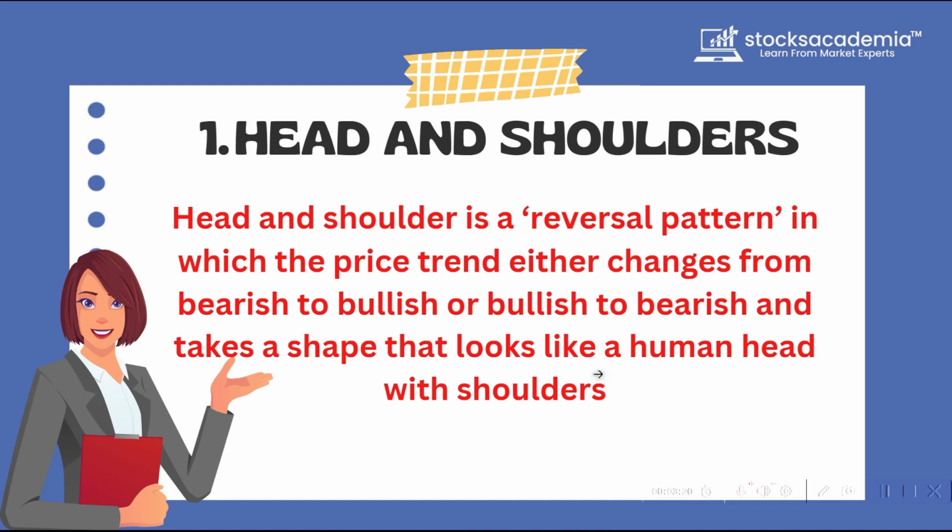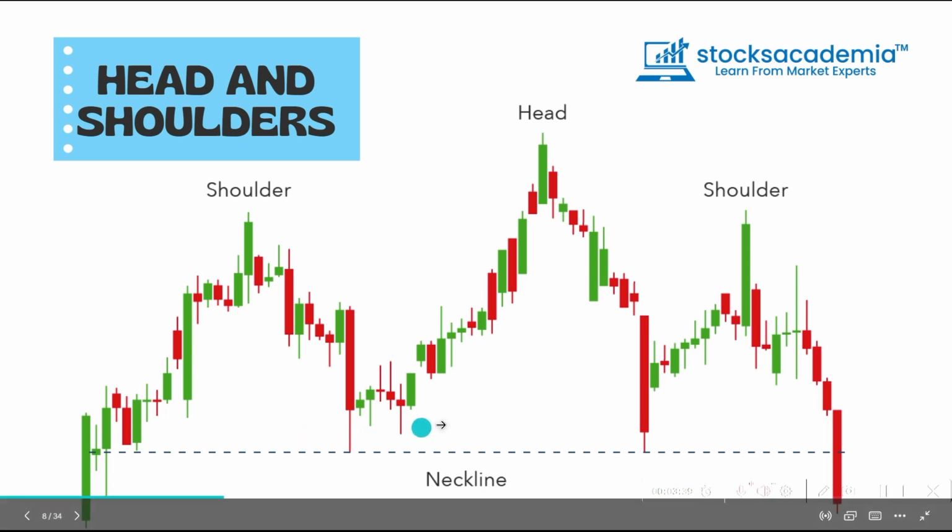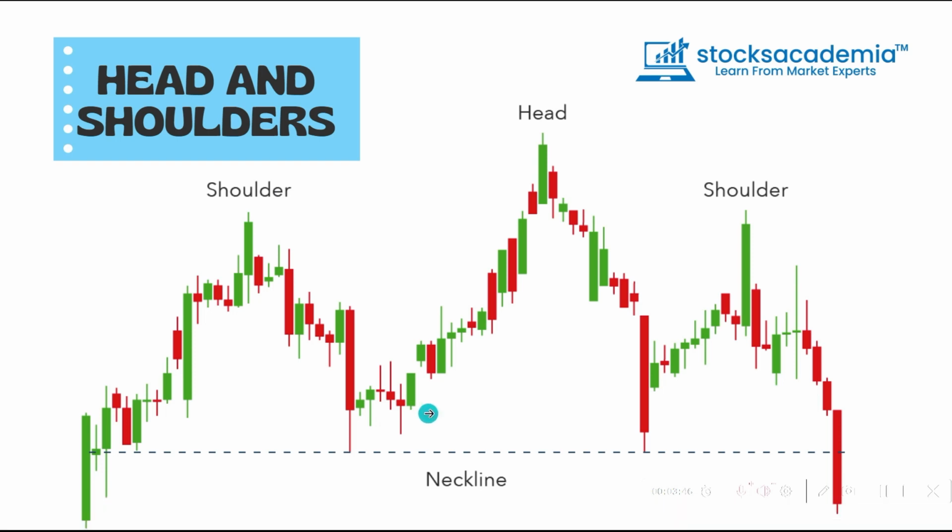Now look at the chart of head and shoulders. The normal head and shoulders consists of three peaks, where the center peak is the highest, and this is the left shoulder and this is the right shoulder. And the neckline is drawn by connecting the lowest points of two troughs, and the slope of this line can either be up or down.